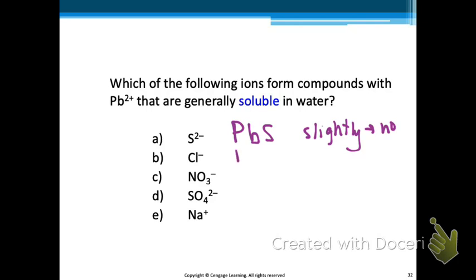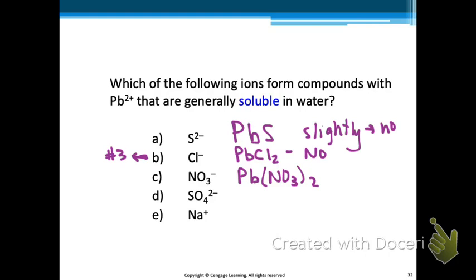Is PbCl2 soluble, yes or no? No. Not soluble, because that's one of the exceptions. Wait, why isn't it soluble? This one is because of rule number 3. It says most Cl salts are soluble except Ag, Pb, and Hg.